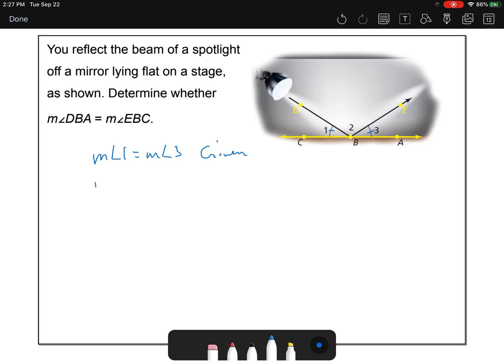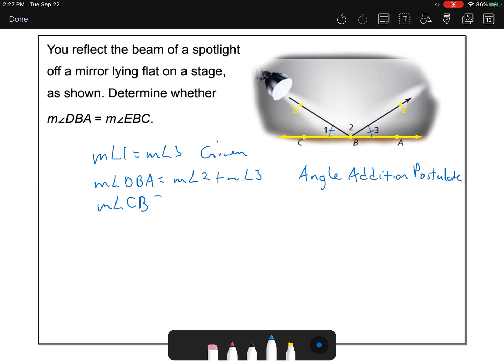Well, what does DBA consist of? Angles 2 and 3, doesn't it? So I'm going to say that the measure of angle DBA is equal to the measure of angle 2 plus the measure of angle 3. And if you remember from a couple days ago, that's the angle addition property. Or postulate, I should say. That was a postulate. All right, so 2 plus 3 equals DBA.